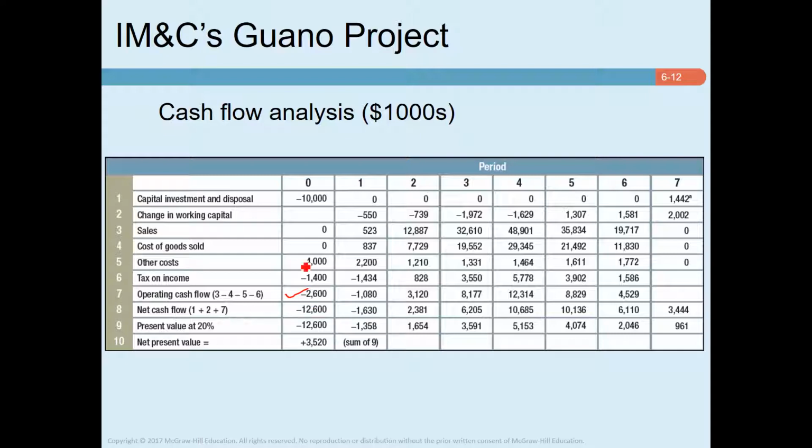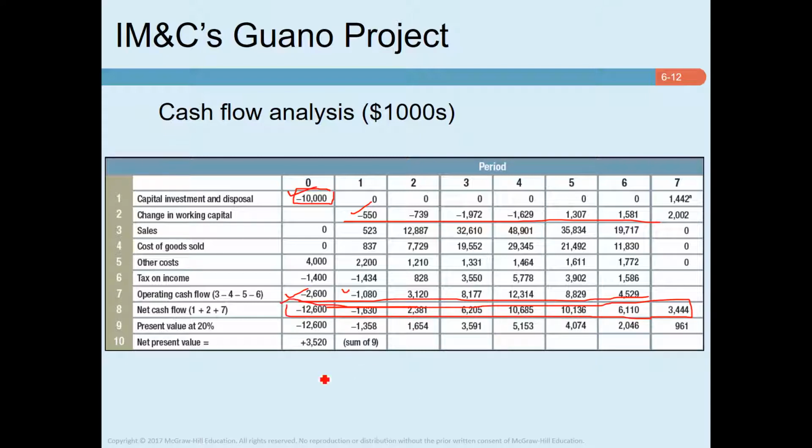How do we get this net cash flow? This is the capital investment, then our change in net working capital, and finally our operating cash flow. So as we consider these capital investment, change in net working capital, and operating cash flow, as we add them up, we get net cash flows.